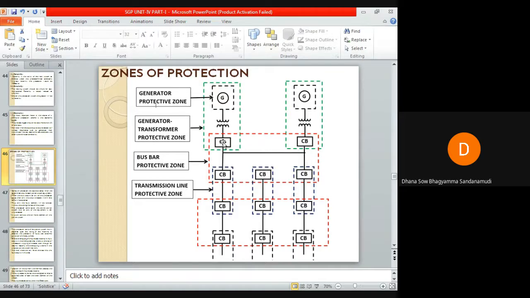Theoretically there is no need to overlap the protective zones, because each and every equipment is provided with its own protective system. But for security reasons, suppose two circuit breakers are here. If a fault has occurred near this circuit breaker, then this one should operate, not the other. But if this circuit breaker fails to operate, then with some time delay the other circuit breaker will operate. So time setting will be provided depending on the location of the fault. That's why overlapping of the zones is very, very important.